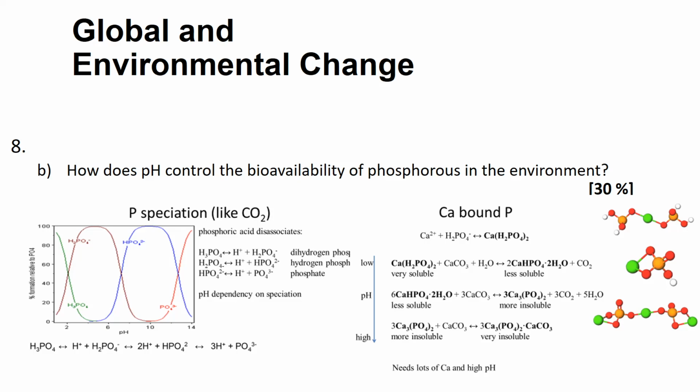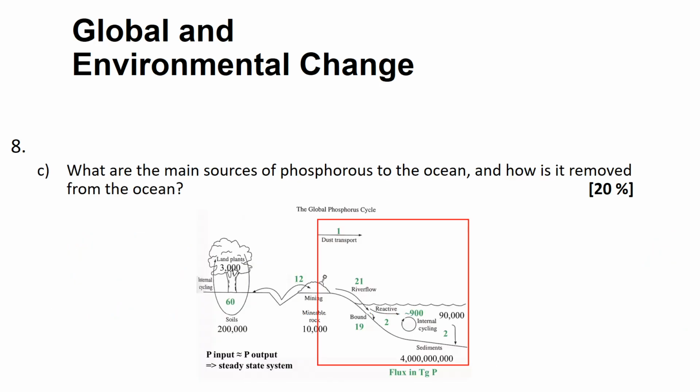In addition to that, we could also look at iron, and how iron oxides help bind away phosphorus. Anyway, moving on to the next part.